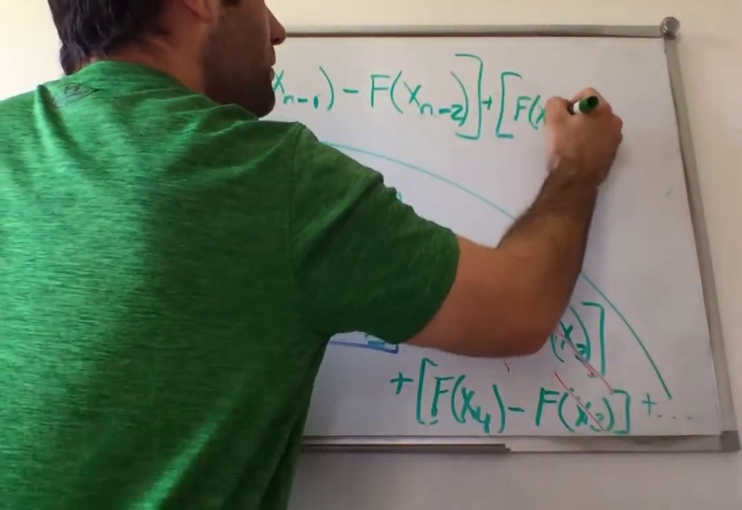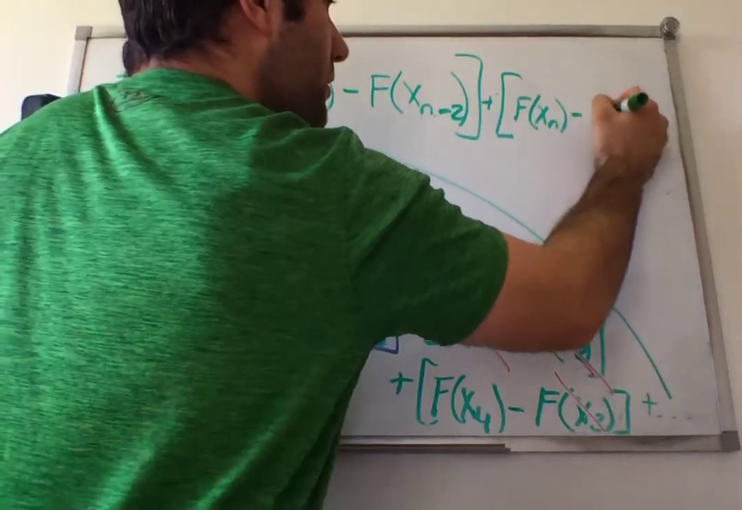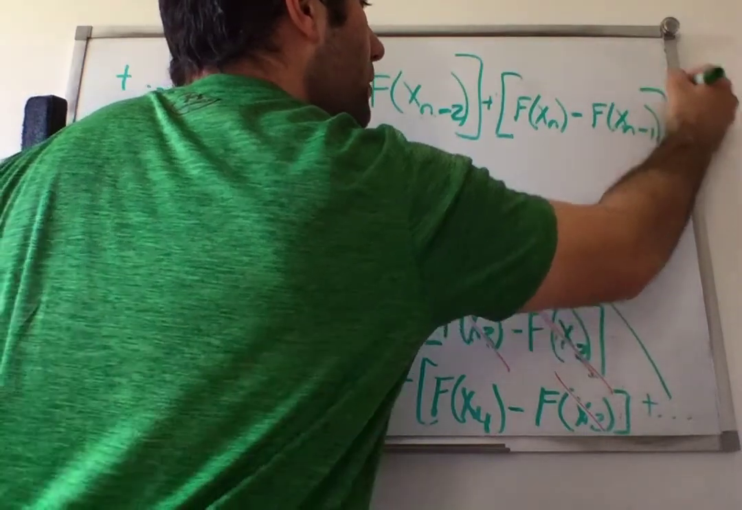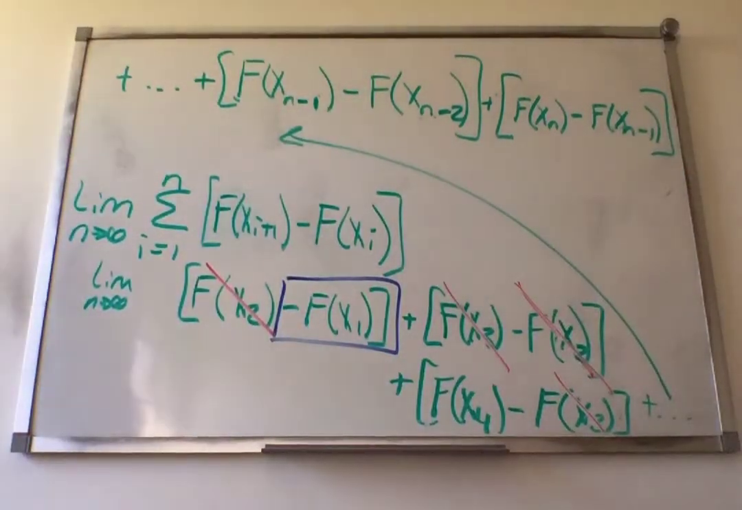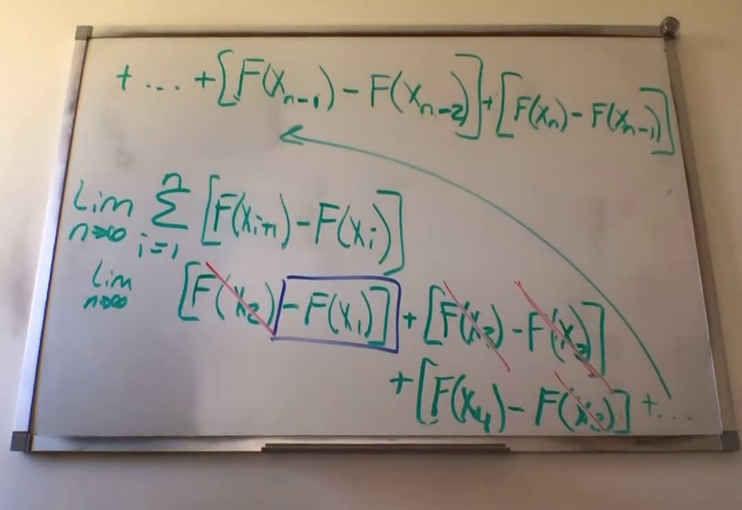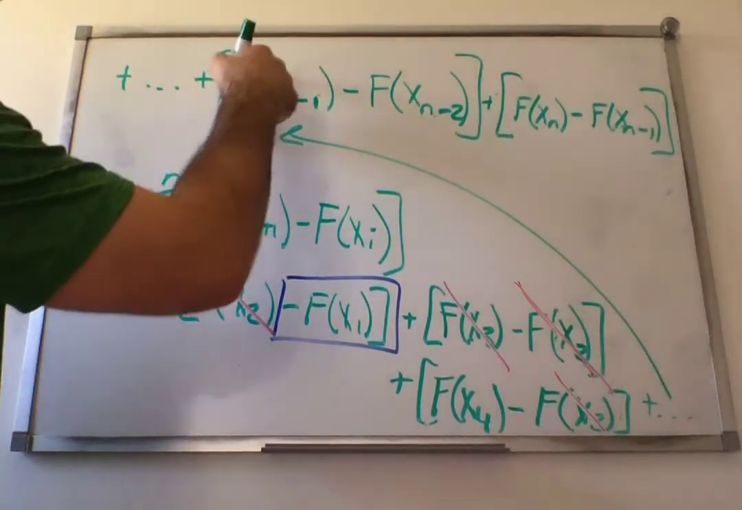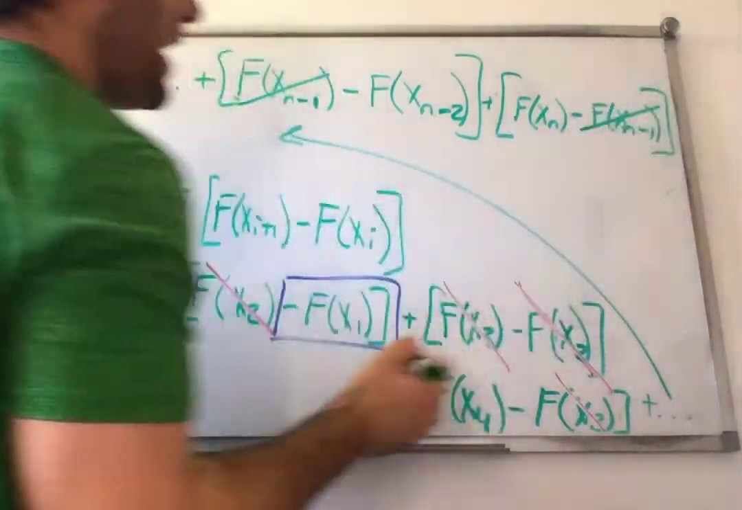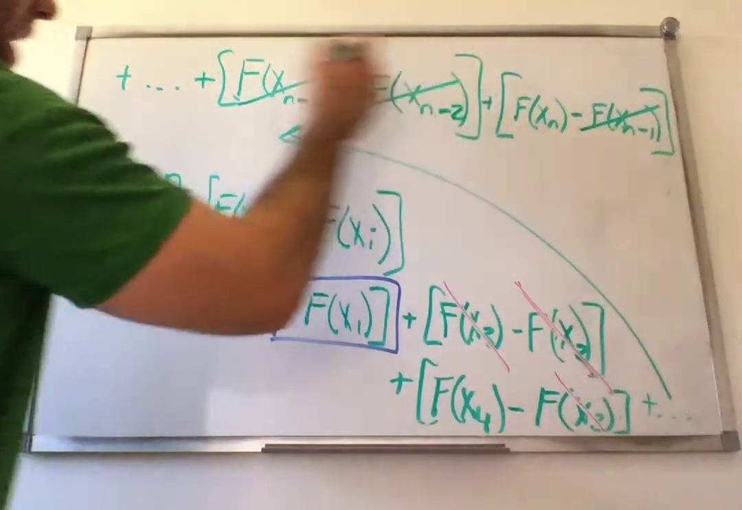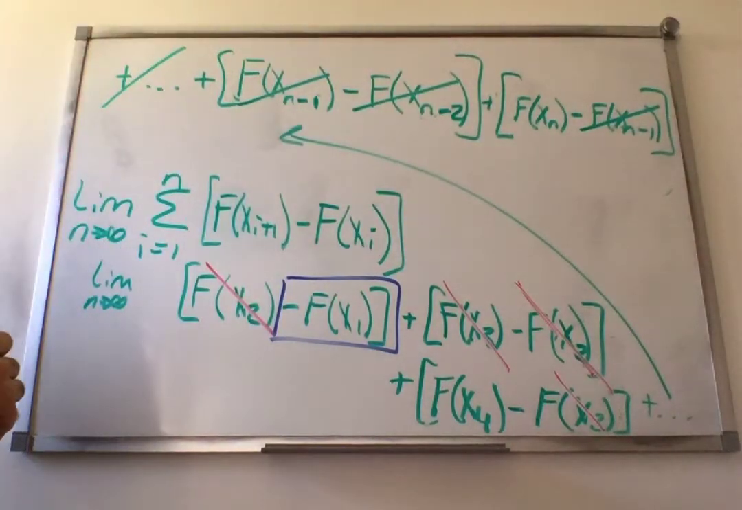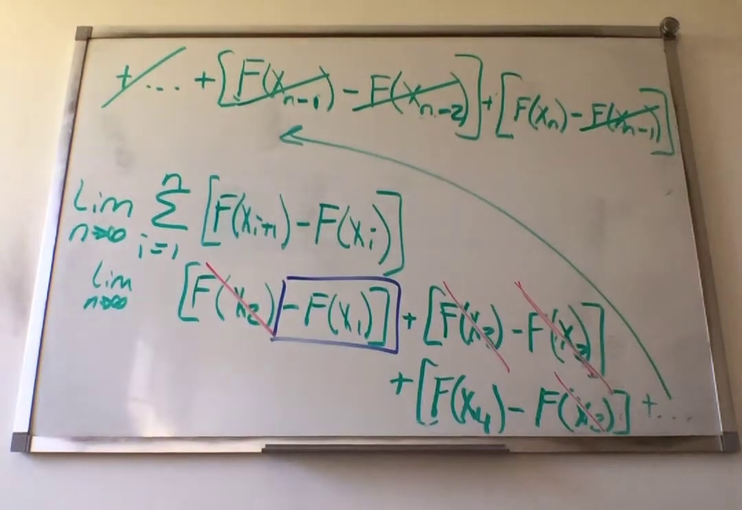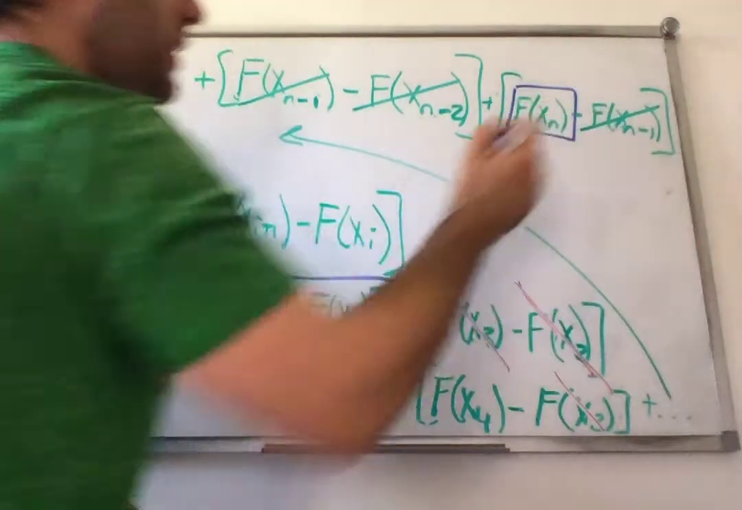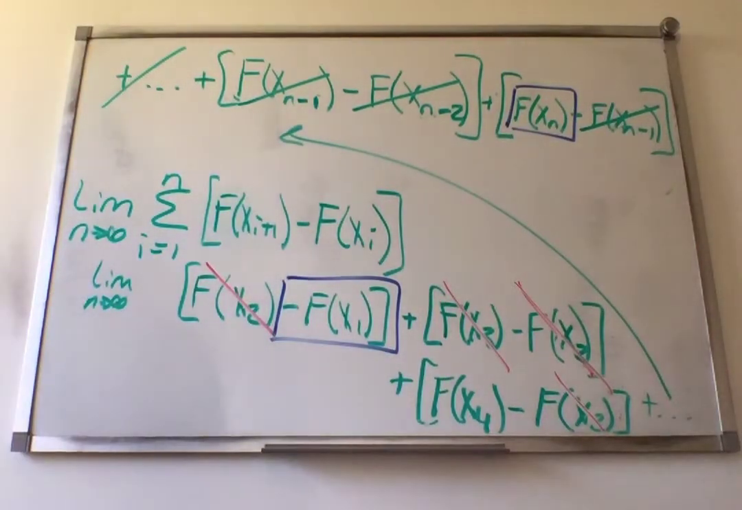F of x n minus f of x n minus 1. So that's if you were to continue the sum all the way to the very end. Now notice, positive x n minus 1, negative f of x n minus 1. They cancel. This term here would have canceled with a term over here. And then what you're left with is this very last piece right there. Okay?